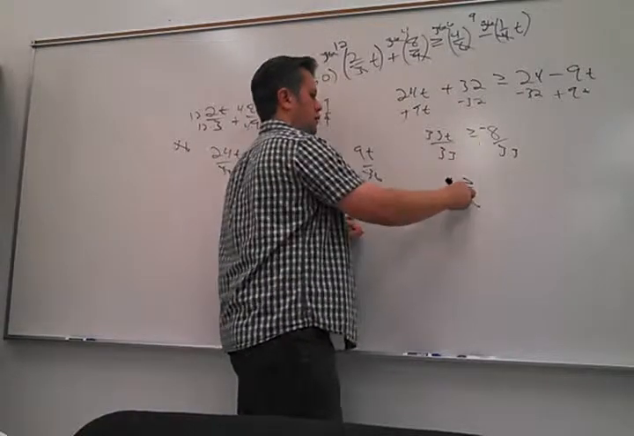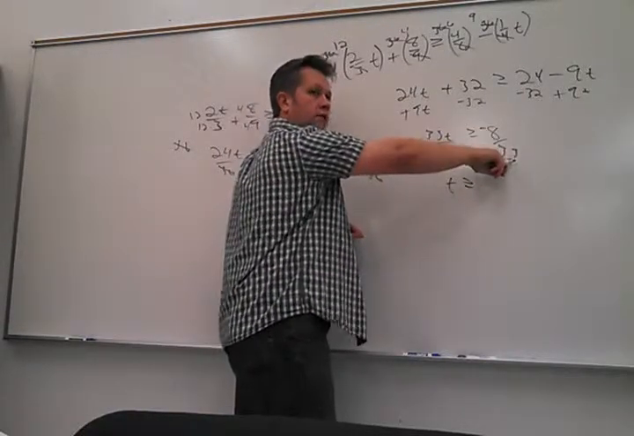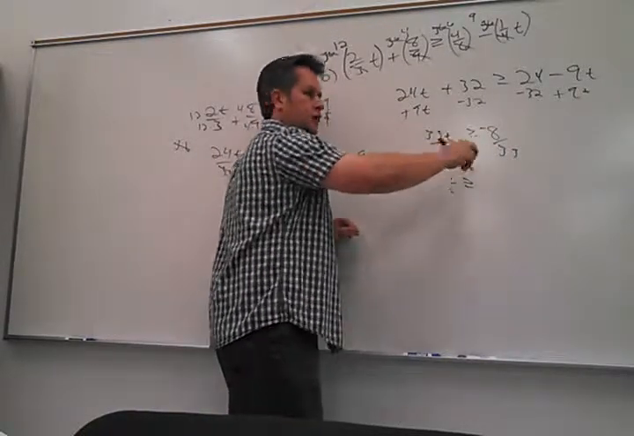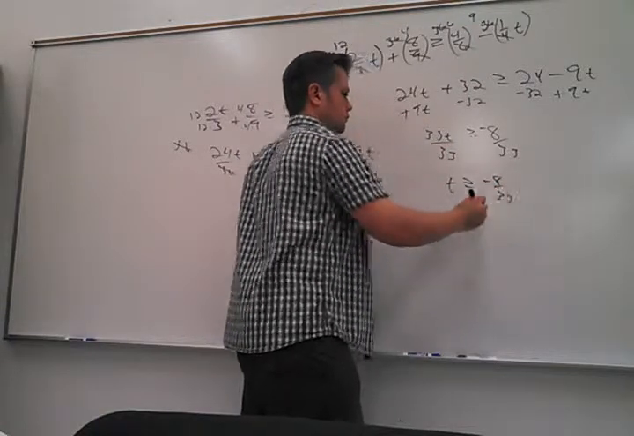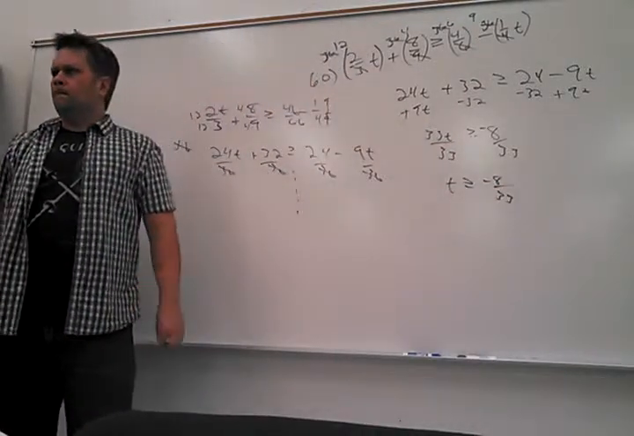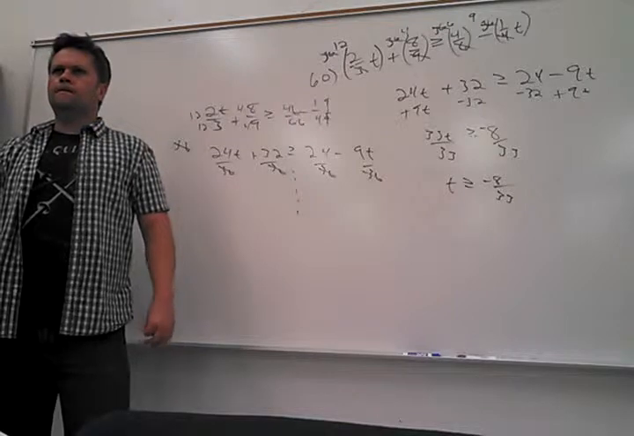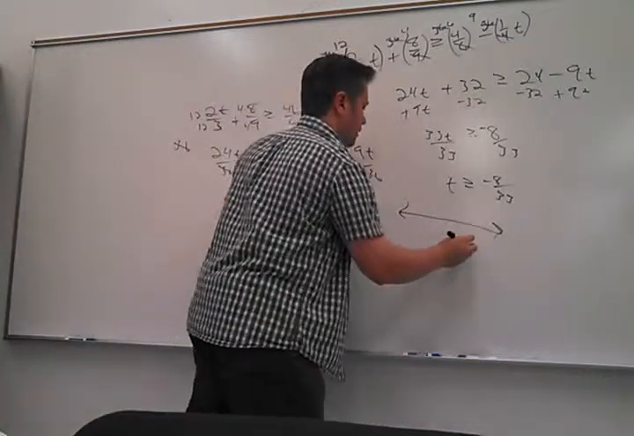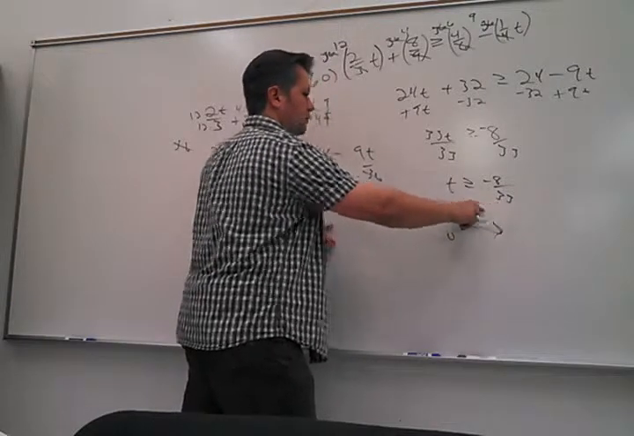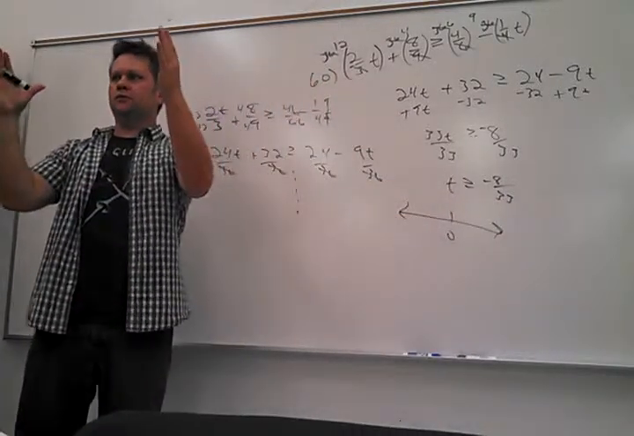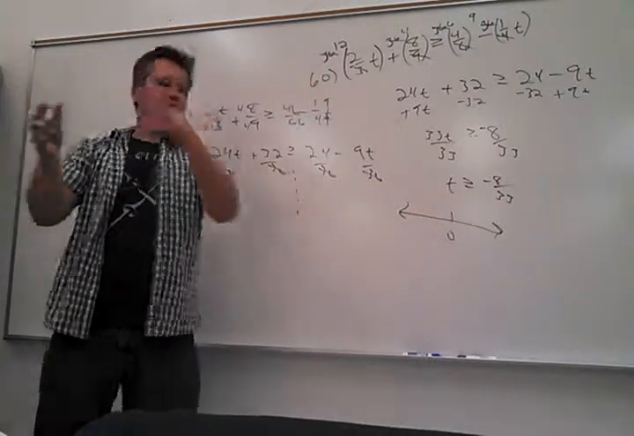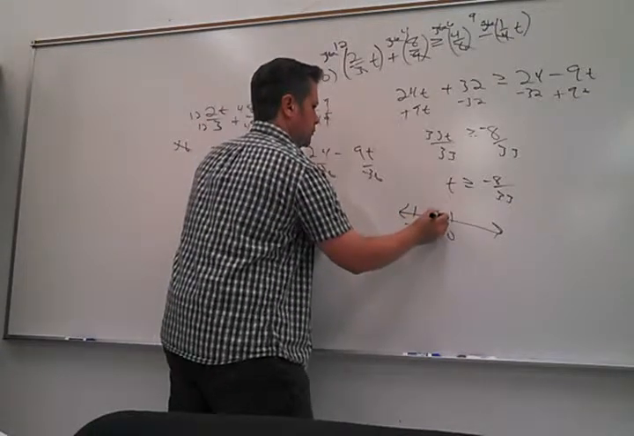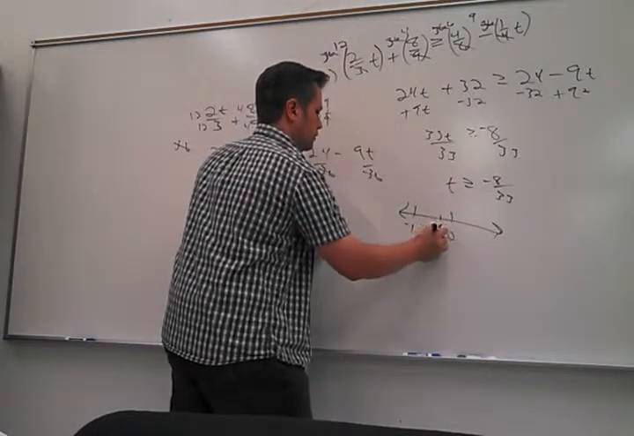Good. Don't flip that around. I don't care that it's negative. I divided by a positive, so I don't change the sign. That's gross. So if I have to graph it, all I care about is the fact that negative 8/33 is between what two numbers? Negative 1 and 0. So there you go. Put your negative 8/33 here.